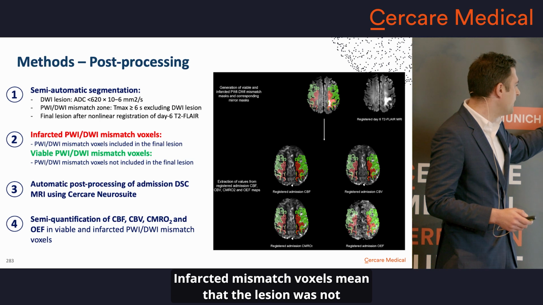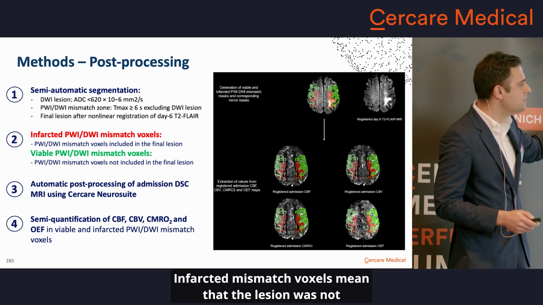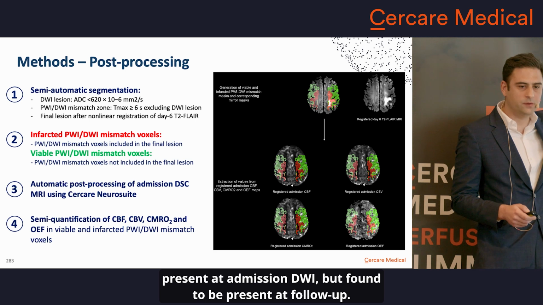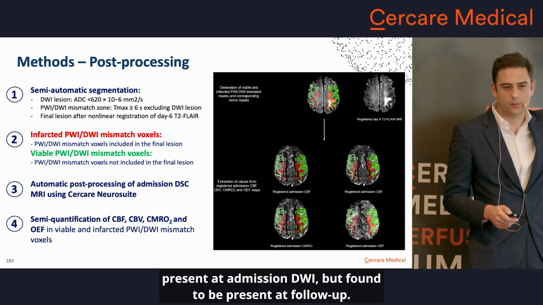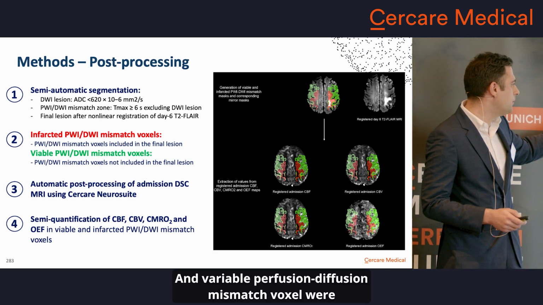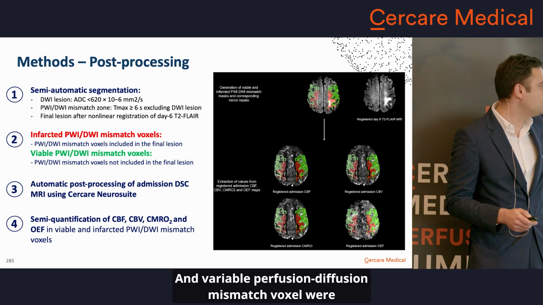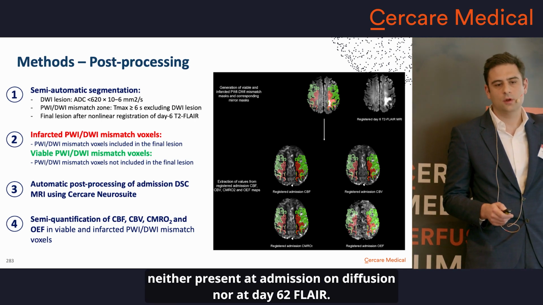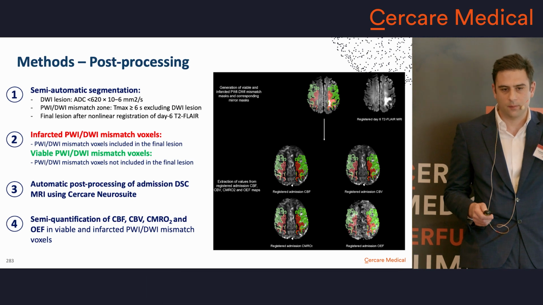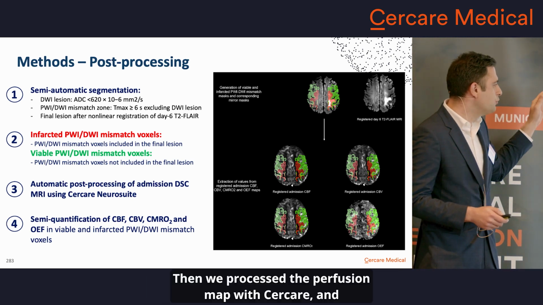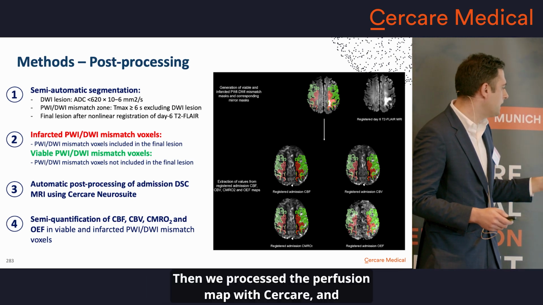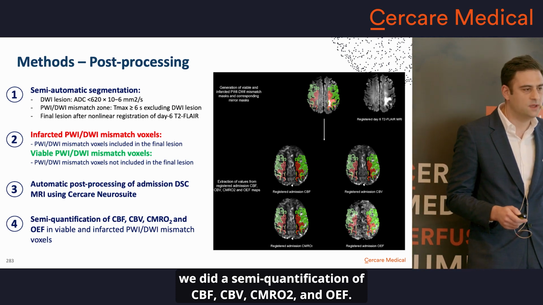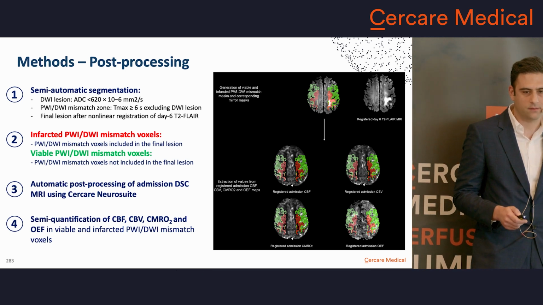Infarcted mismatch voxels mean that the lesion was not present at admission DWI, but found to be present at follow-up. And viable perfusion-diffusion mismatch voxels were neither present at admission on diffusion nor at day 6 FLAIR. Then we processed the perfusion maps with CERCARE, and we did a semi-quantification of CBF, CBV, CMRO2, and OEF.